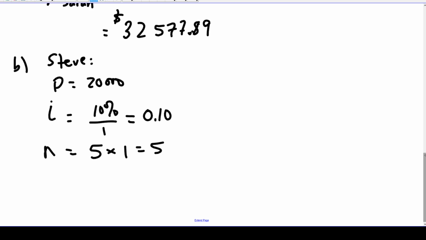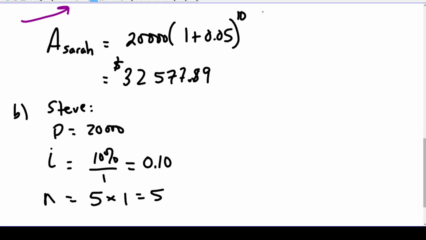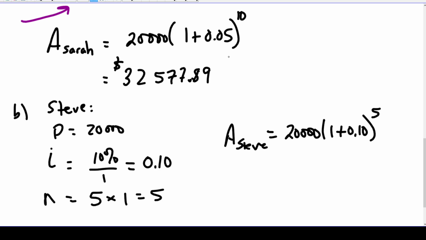And I want to write Steve's formula a little bit higher up so we can compare it to Sarah's formula, okay? So for Steve's final amount, we're going to do 20,000, 1 plus 0.10 to the power of 5. Now look at the difference. The interest rate is higher for Steve, but the power is higher for Sarah. Both of them are getting 10% per year.